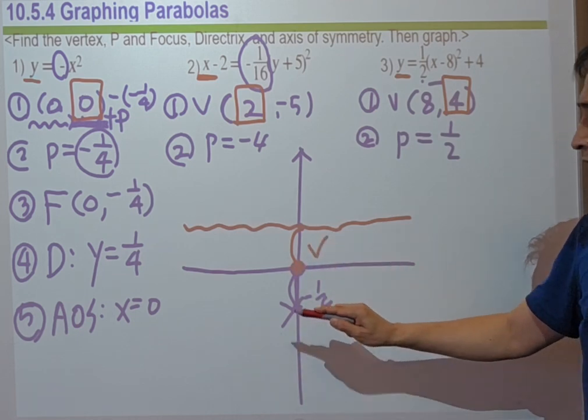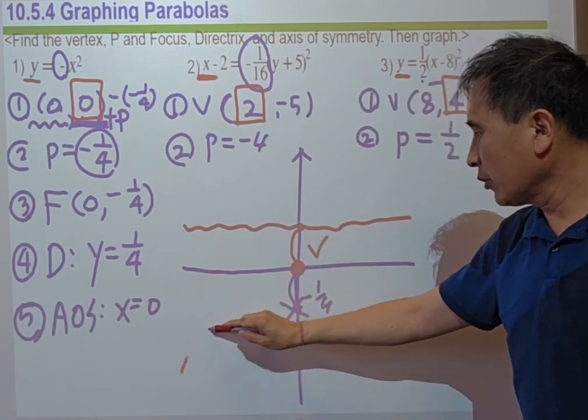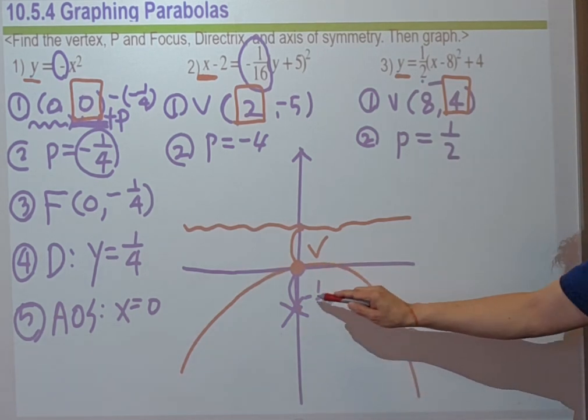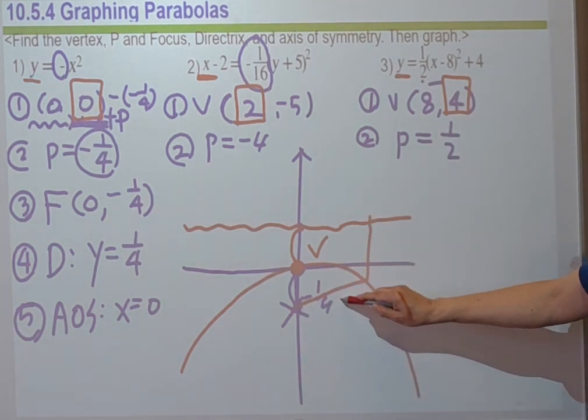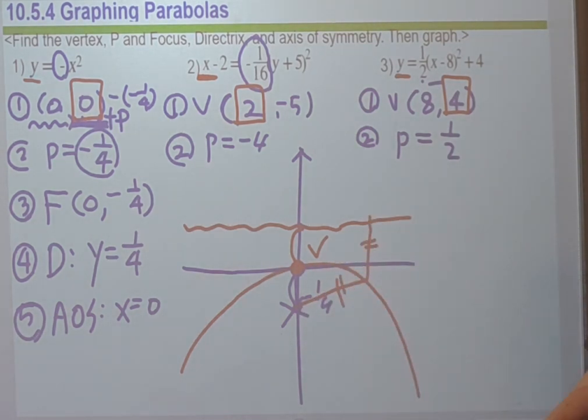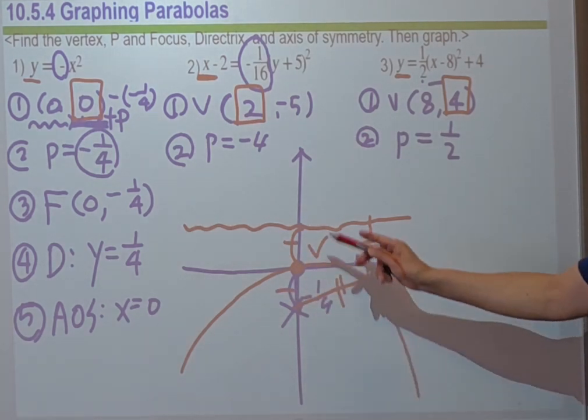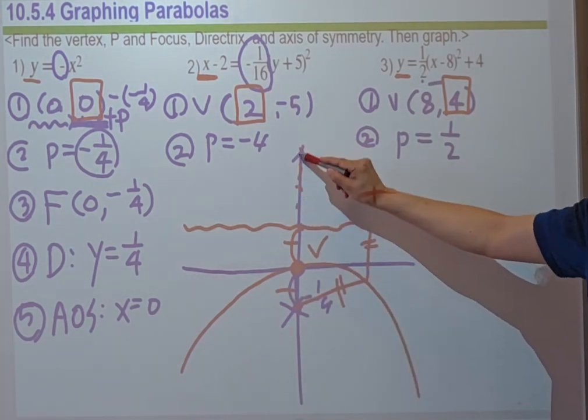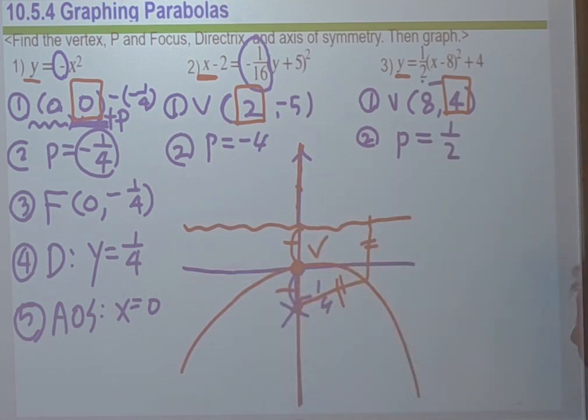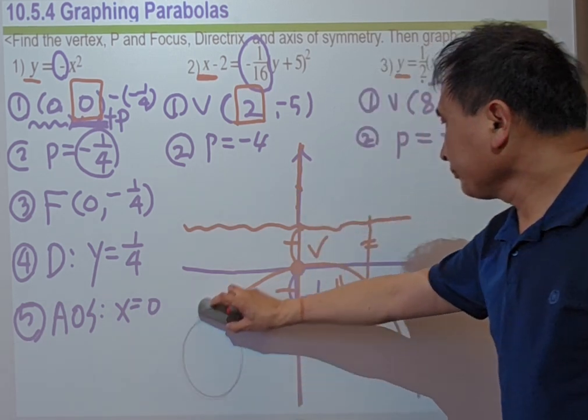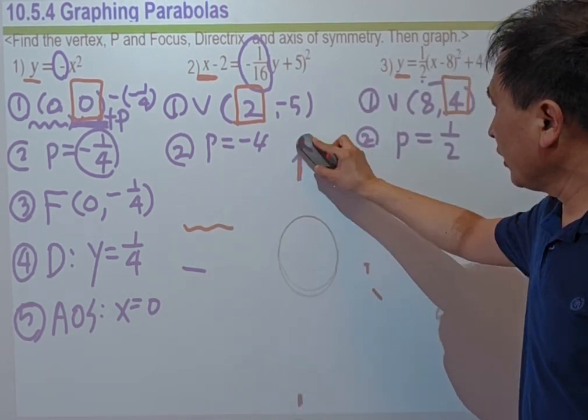The graph always passes through the vertex. This is the vertex, and this is the focus. The graph wraps around the focus. This one is the same, this one is the same too, the graph is just like that. And the axis of symmetry is this line right here, because left and right are symmetric. Okay, so let's finish it up.